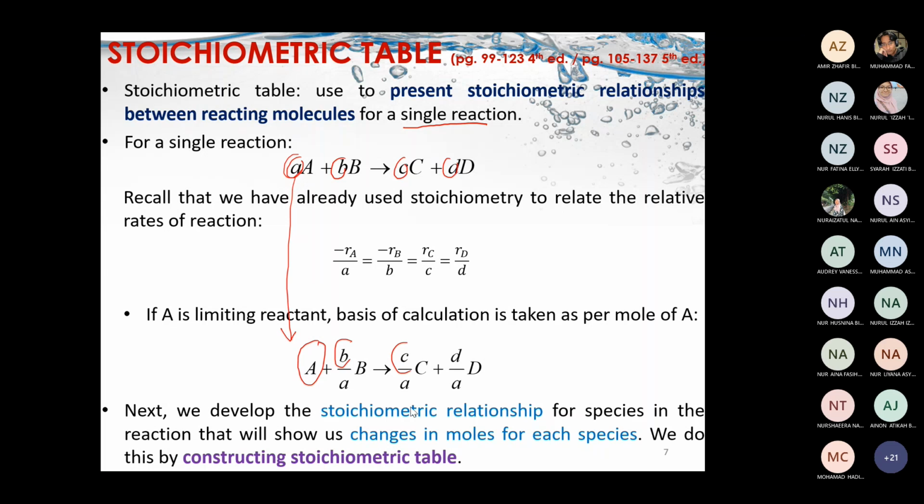Then we develop the stoichiometric relationship for species in the reaction that will show us changes in mole for each species by constructing a stoichiometric table. Okay, so this stoichiometry is actually in order for you to know what is the initial concentration, what are the changes that happen inside the reactor, what remains in the reactor, and when it leaves, what equation it would be. Okay, so proceed to the next one.